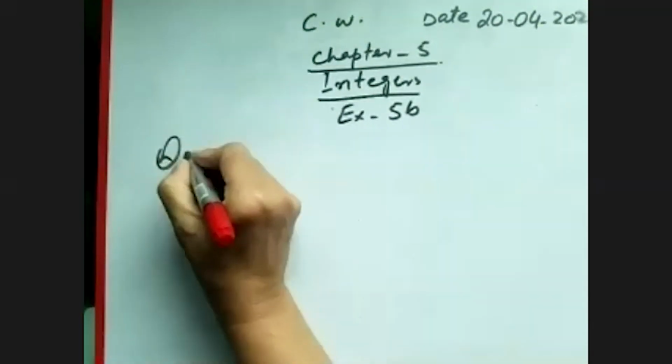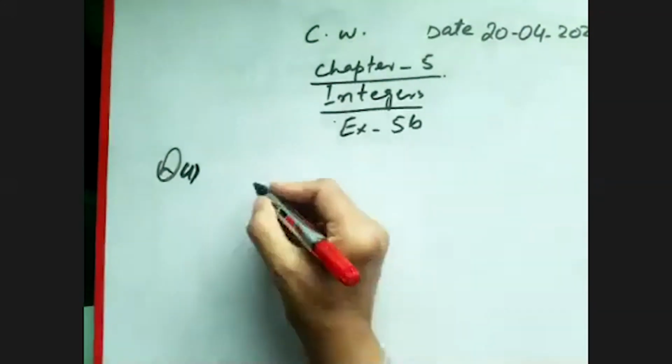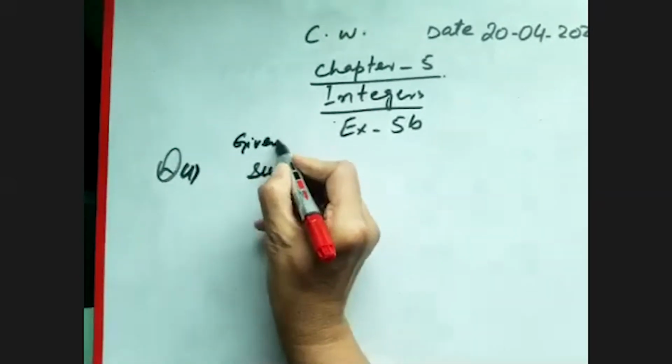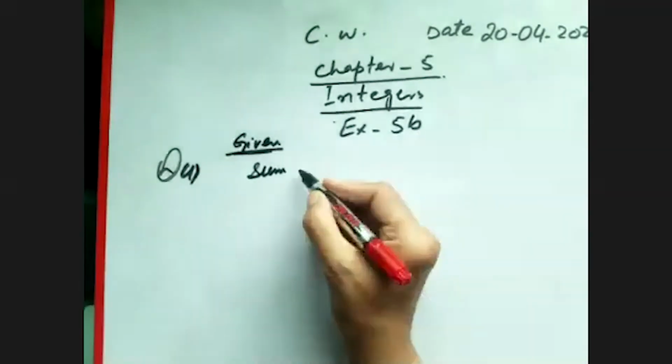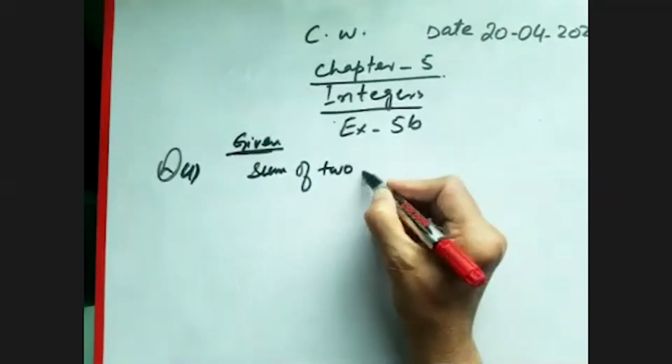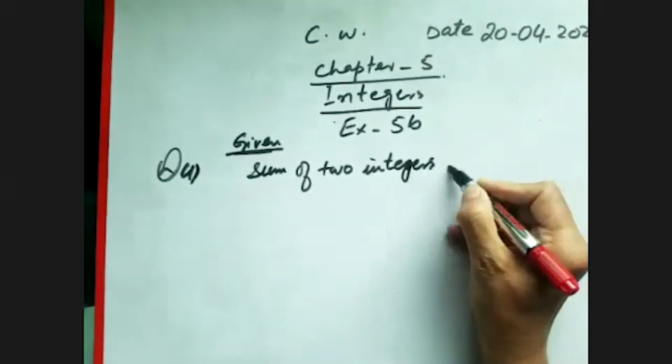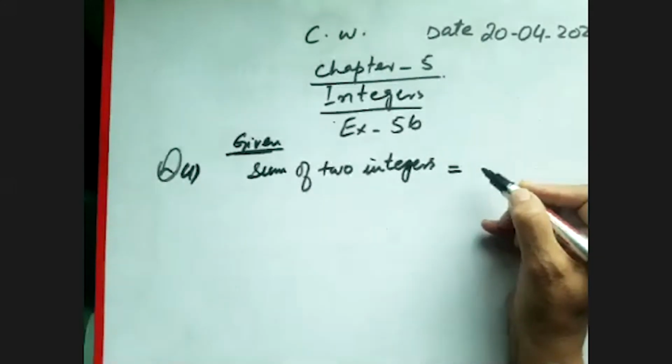Now we will solve the next question of the same exercise. Question number 4. The sum of two integers is 52. Now same is the question. Here I'm going to write down the given first. Write down the question by yourself. Sum of two integers is 52.